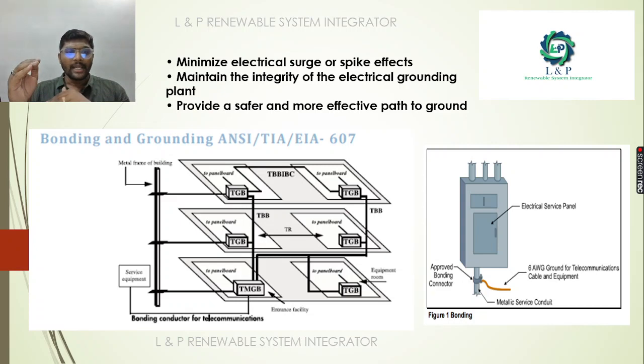And also, why do we need to make bonding or grounding for a telecommunication cable? We have three reasons. First, it minimizes the electrical surge or spike effects. Second, it maintains the integrity of the electrical grounding plants. Third, and most important, it provides a safer and more efficient path to ground.